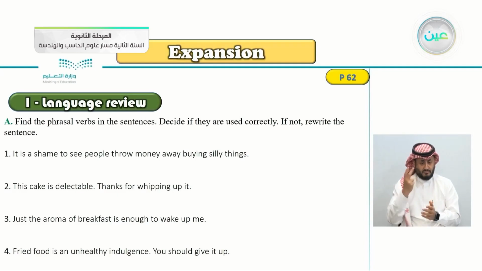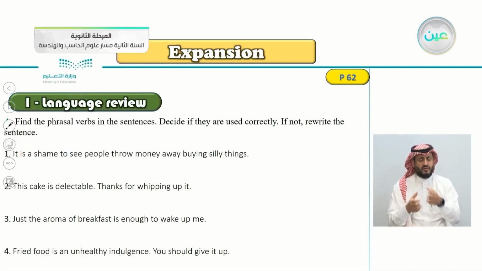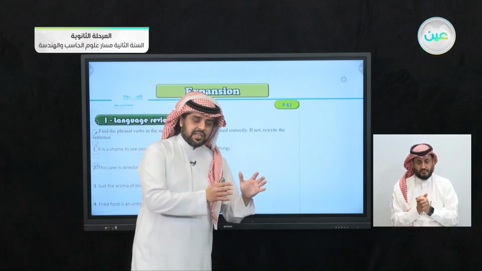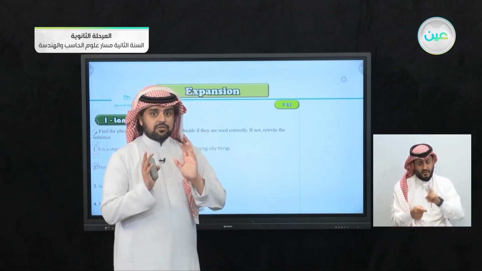The first part of the expansion is the language review. A. Find the phrasal verbs in the sentences. Decide if they are used correctly. If not, rewrite the sentence. So we'll be reading all of these sentences and finding the phrasal verbs. If they are not used correctly, we will rewrite the sentence in the correct way.